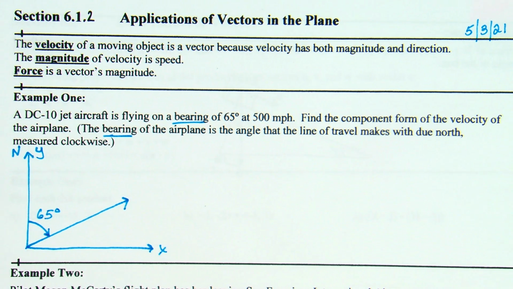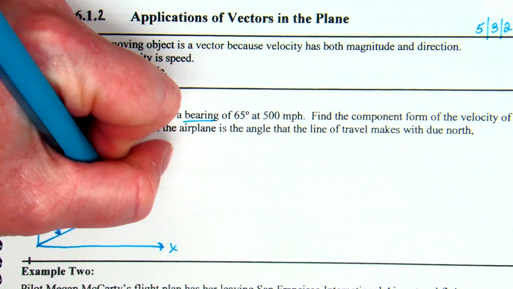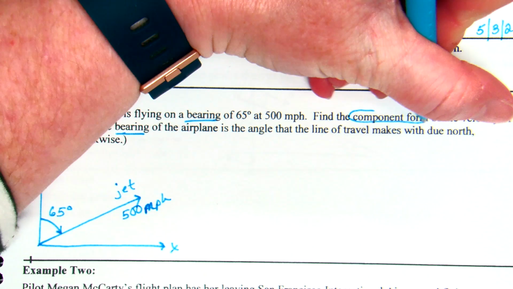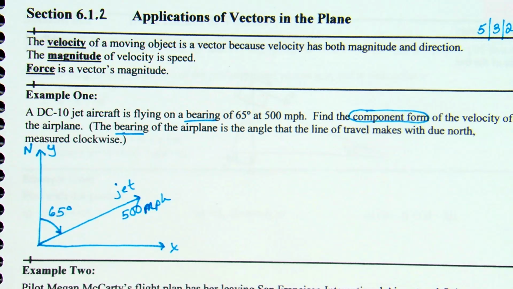Now, the jet is represented by the vector, and we also had that the jet is flying at 500 miles per hour. The directions asked us to find component form. Was it Friday? It was Friday. After we talked about linear combination, we talked about component form.